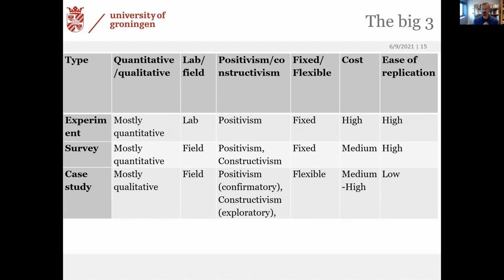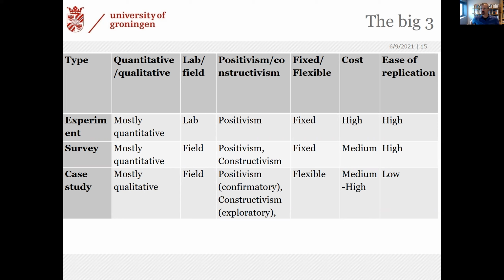So today, what I'm going to present is the big three. So these are experiments, case studies, and surveys. These are the three types of studies that are used by and large in the field of software architecture. And this is a little explanation about how they compare against each other with respect to a number of criteria. Experiments are mostly quantitative.